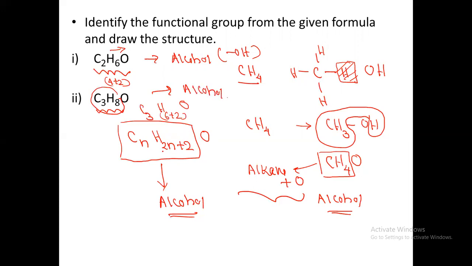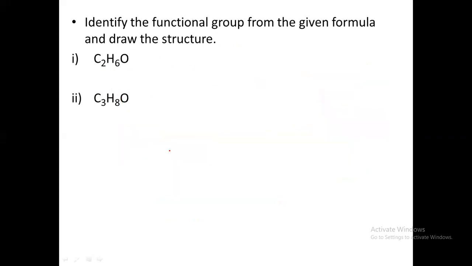Clear? So how to identify the alcohol? It's very simple. If the formula of the compound is an alkane formula along with O, it's going to be alcohol. For example, 1 carbon alcohol. The number of hydrogen will be double plus 2, so CH4O. It's a 1 carbon alcohol, that is methanol.